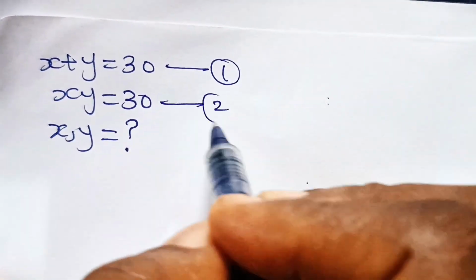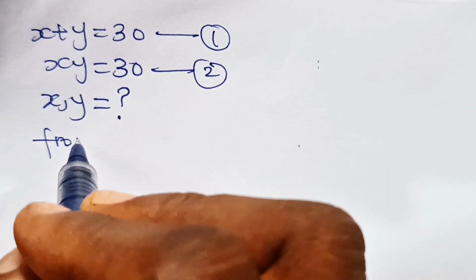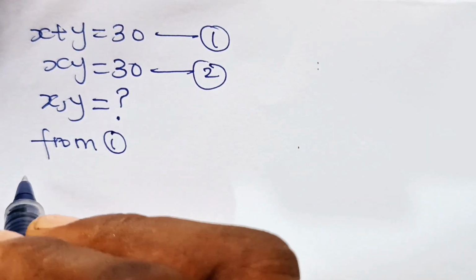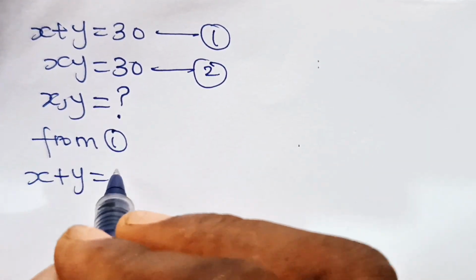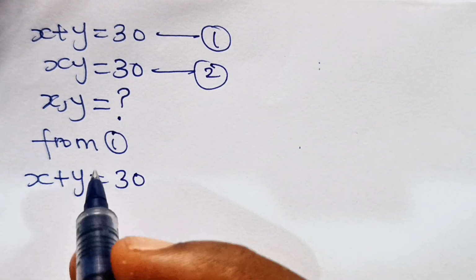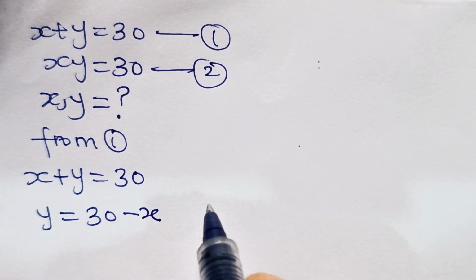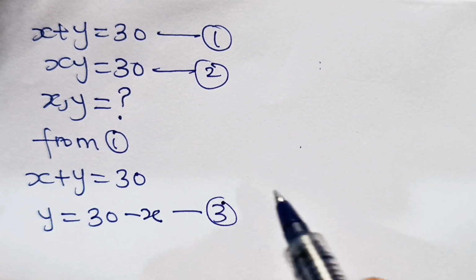First, let's call this equation 1 and this equation 2. Now, from equation 1, we have that x plus y is equal to 30. Now, let's make y the subject of the formula. So, y is equal to 30 minus x. Let's call this equation 3.